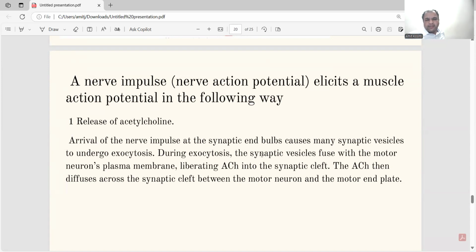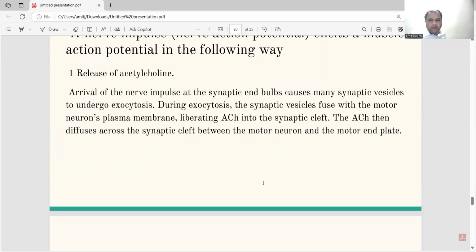During exocytosis, the synaptic vesicle fuses with the motor neuron's plasma membrane, liberating the acetylcholine into the synaptic cleft. The ACh, that is acetylcholine, can diffuse across the synaptic cleft between the motor neuron and the motor end plate and get received by its receptor.